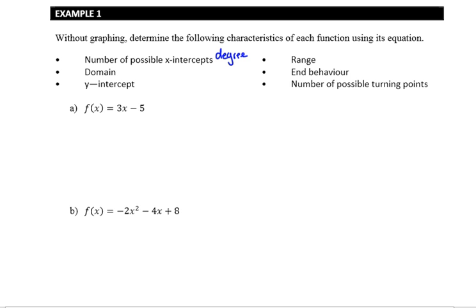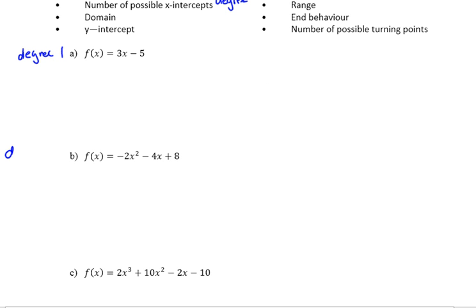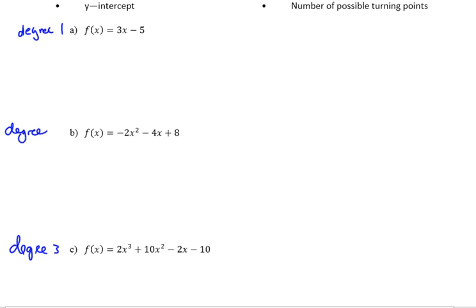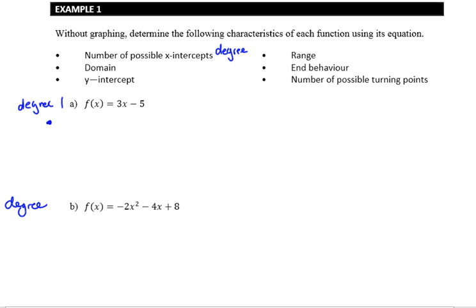Now, do we remember what degree is? The little number, the exponent. So what's the exponent on this function? Yeah, so this would be degree 1. What would be the next one? Yeah, the highest power you see, degree 2, and the last one is degree 3. So the number of possible x-intercepts is 1.